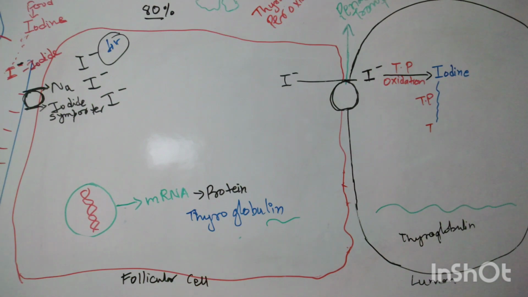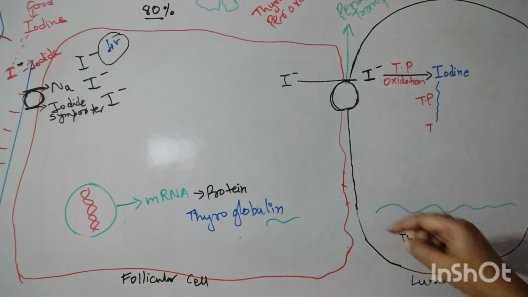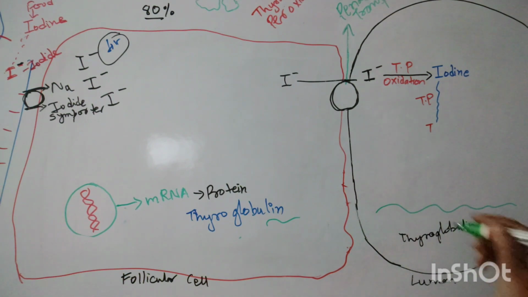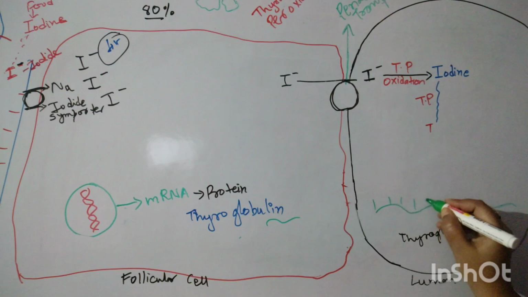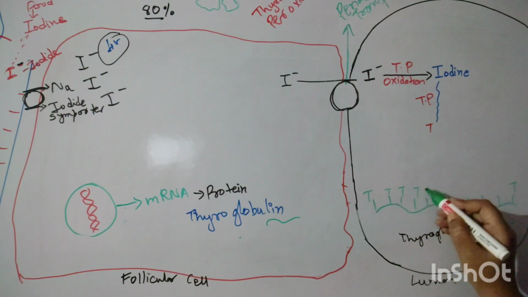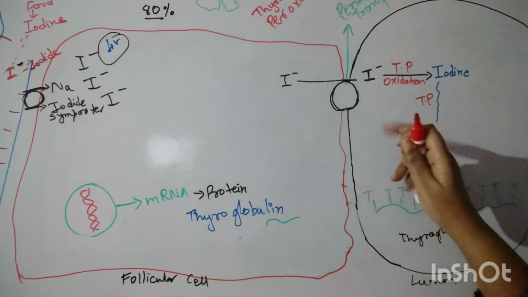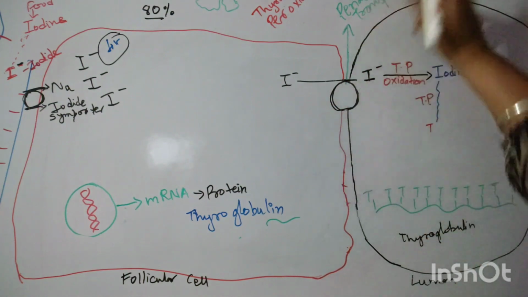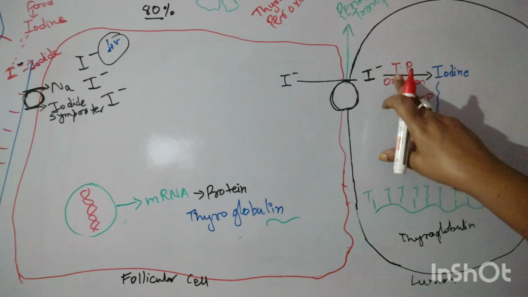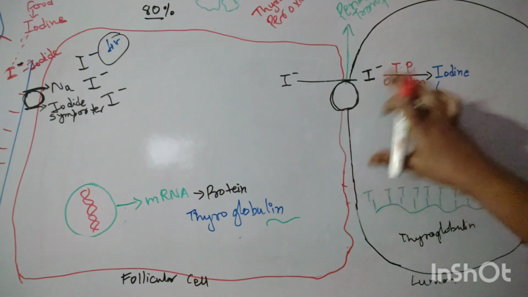It is a tyrosine. It is an amino acid. So there will be tyrosines present here like this. Tyrosines are present. Now the iodide which has entered the lumen by using the pendrin transporter, in the presence of the thyroid peroxidase enzyme. This is the enzyme which is required to convert the iodide into iodine.